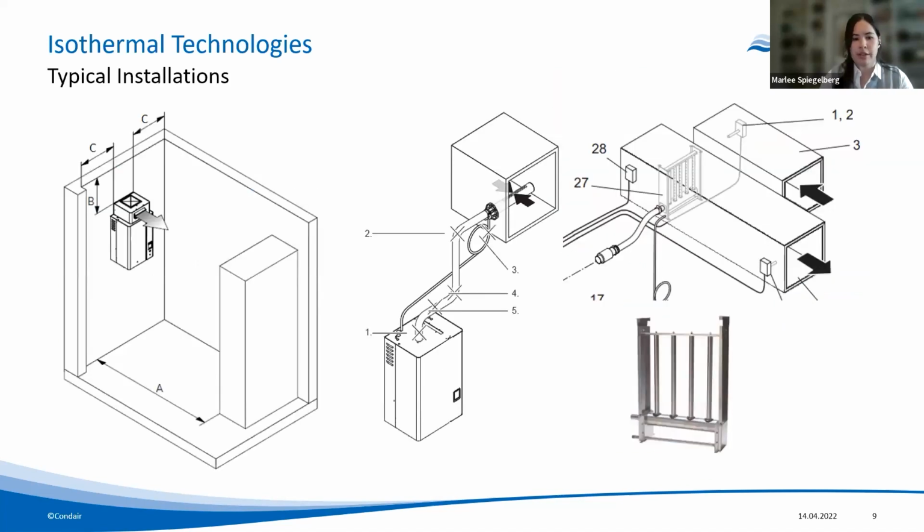Some typical installations: most of the isothermal technologies are very flexible, so you can do an in-space type system or an in-duct system. On the left-hand side, we see an electric or resistive small unit with a built-on blower pack. You can also remotely mount a blower pack in space to get that direct humidification. Most commonly, though, we do see in-duct applications.